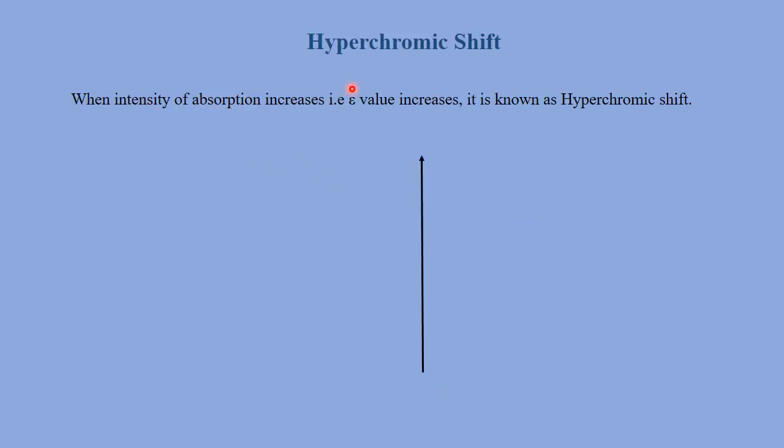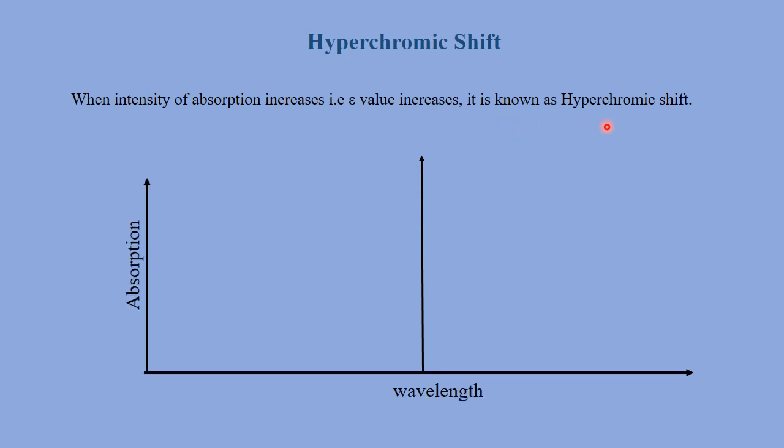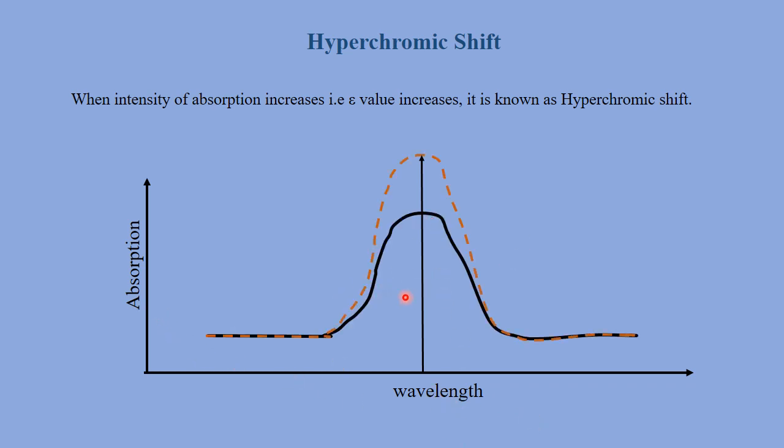Now the hyperchromic shift. When the intensity of absorption increases, that is, the epsilon value increases, it is known as a hyperchromic shift. If we plot the absorption versus wavelength graph, then we can see a graph like this. Here we can see that there is an increase in the intensity of absorption. This type of shift is called a hyperchromic shift.